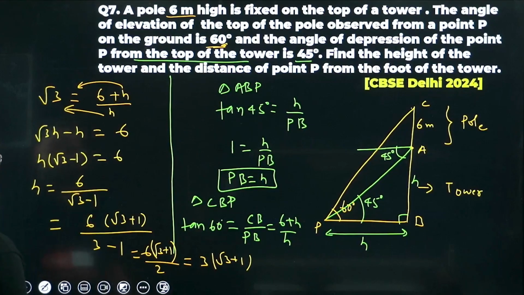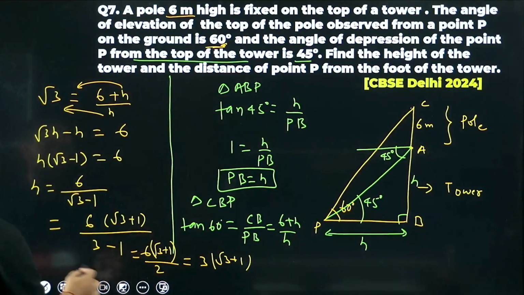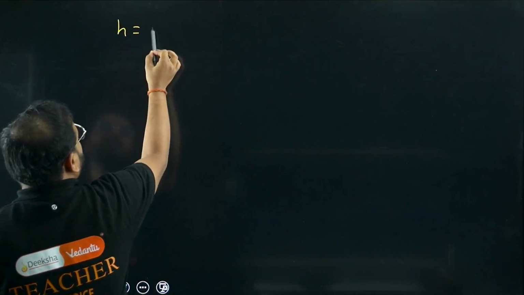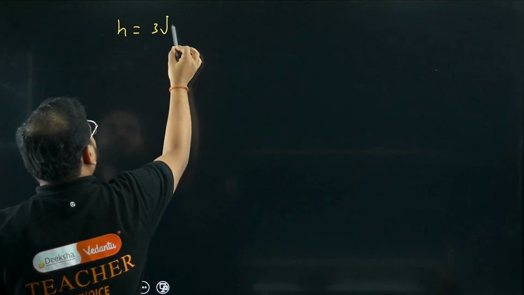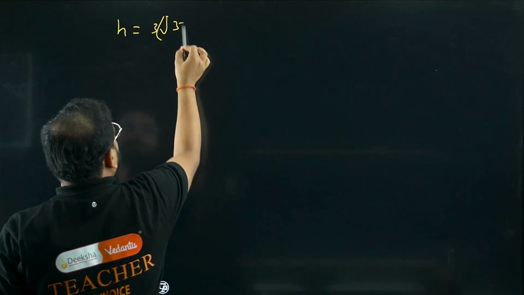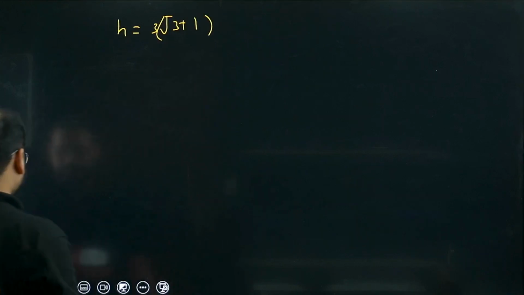So if you want to continue, have a look. This value is for H, right? This is the whole thing for H, right? So I can write this H as what we're getting. Please check. 3 times root 3 plus 1, right? Please check. Yeah.